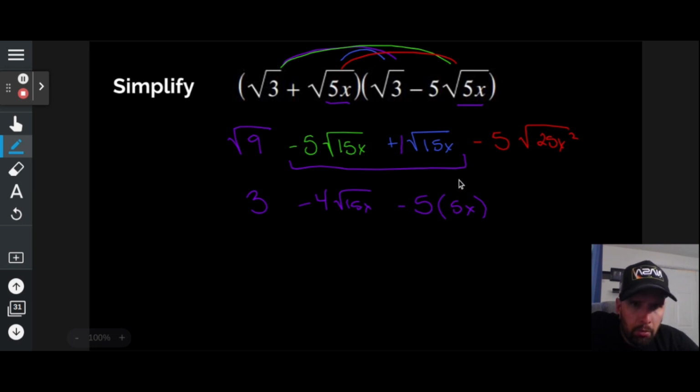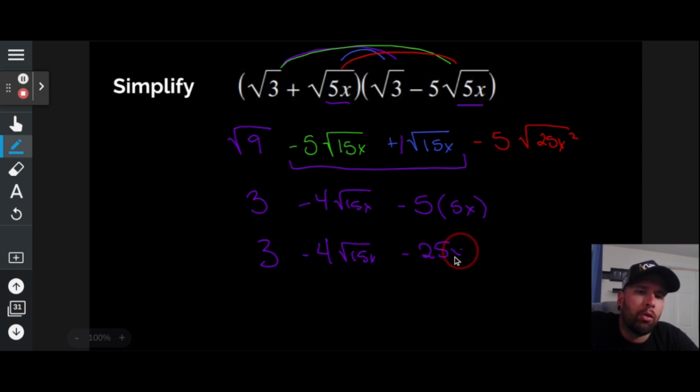Yes. Too late. This gives me 3 still. This gives me negative 4 root 15x still. And this gives me negative 25x. Those are 3 different terms that don't combine. I am done. Done.